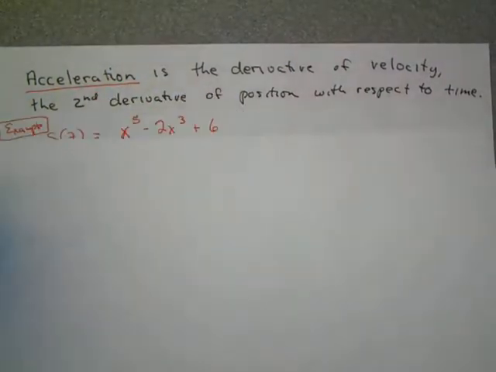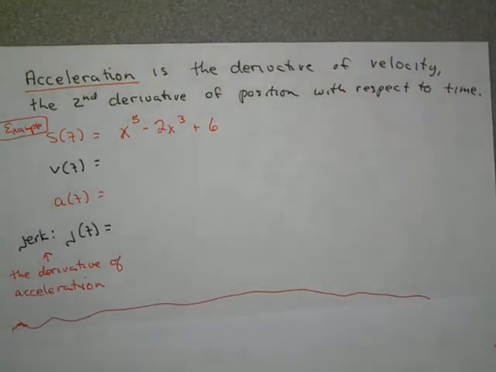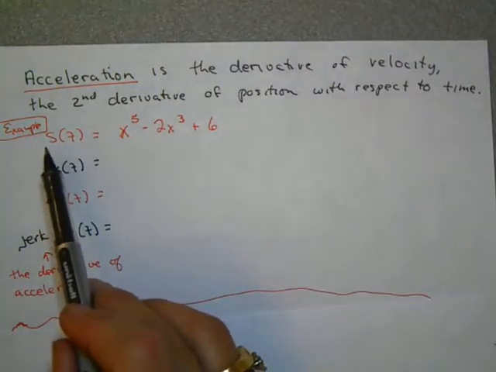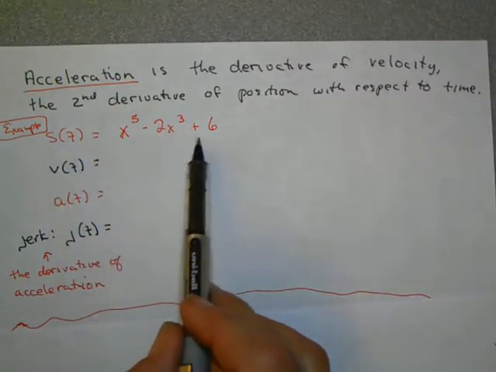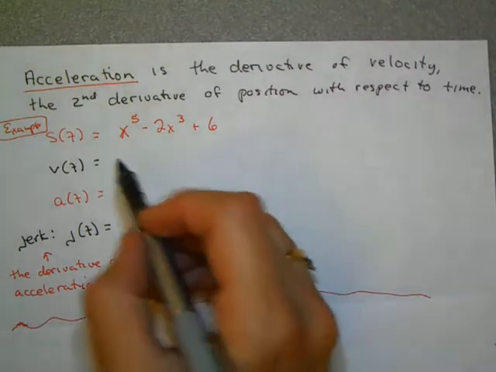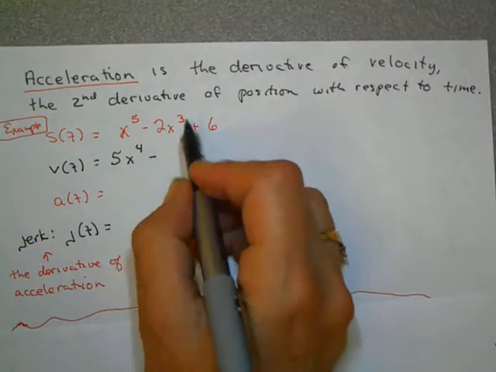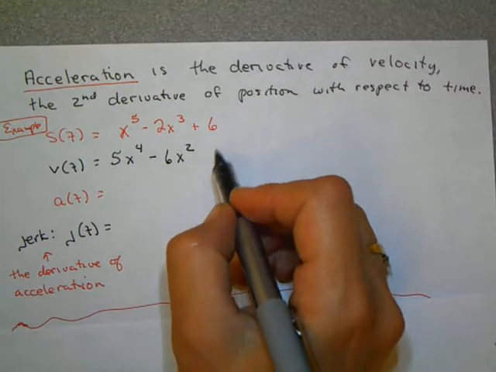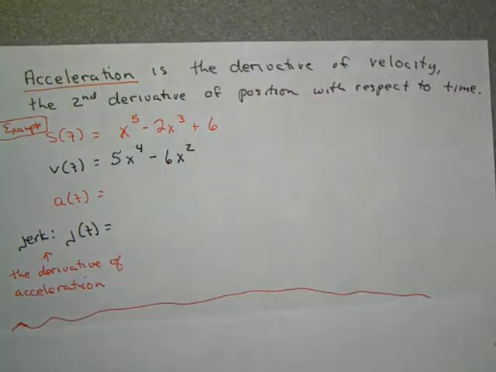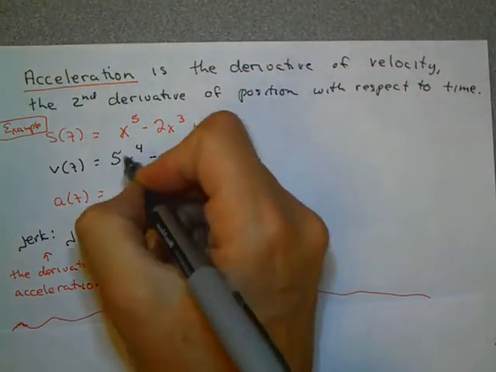And you can go a few levels with this. Let's say we have s of t, and we usually denote s for our position function, equals x to the 5th minus 2x cubed plus 6. Well, my velocity function, using the power rule, bring the 5 out in front, x to the 4th minus 3 times 2 is 6, x squared, and the derivative of 6 is just 0. So there's the velocity of this object with respect to time. And since I've got t's there, I should have t here. It doesn't matter which variable you use, but it's pretty important to use the same one.